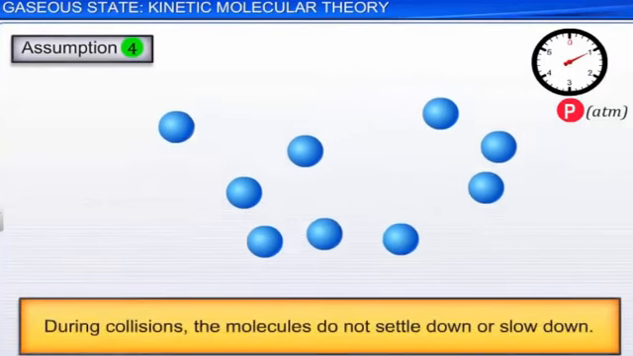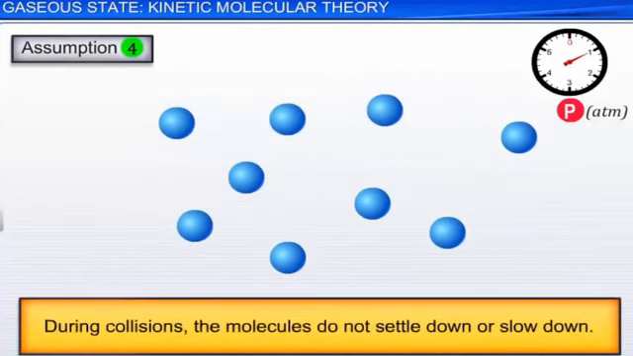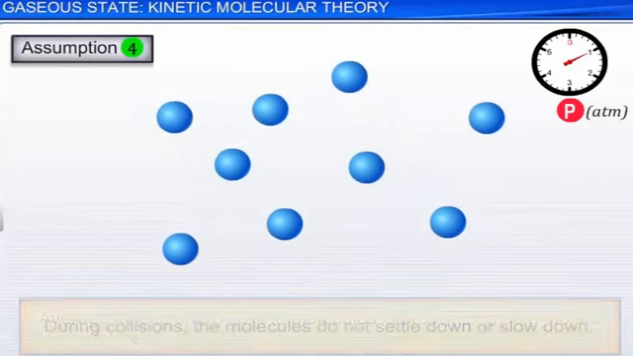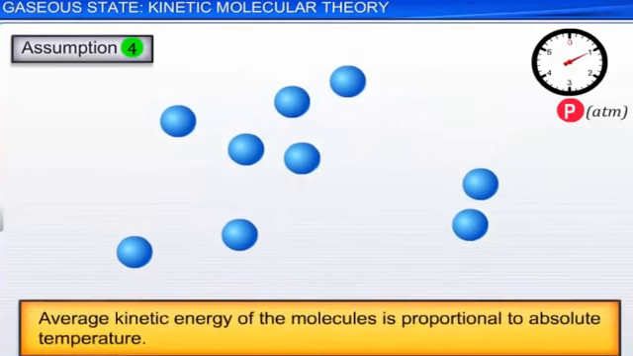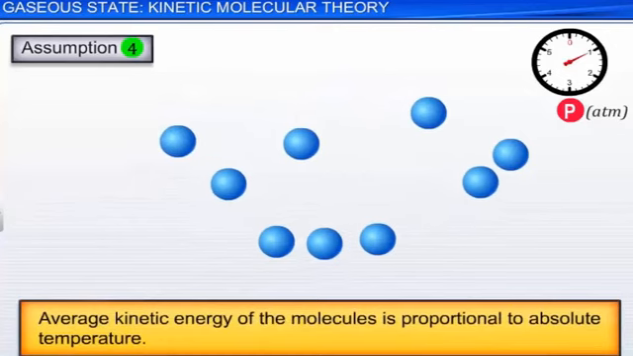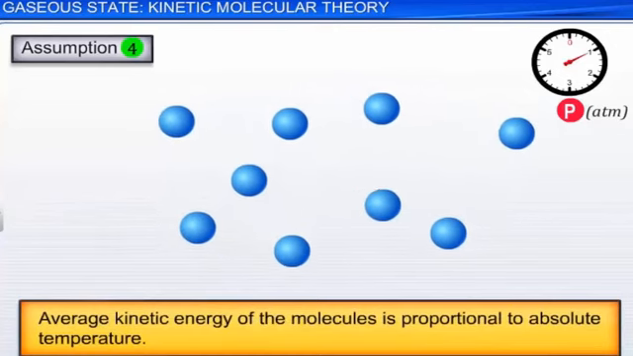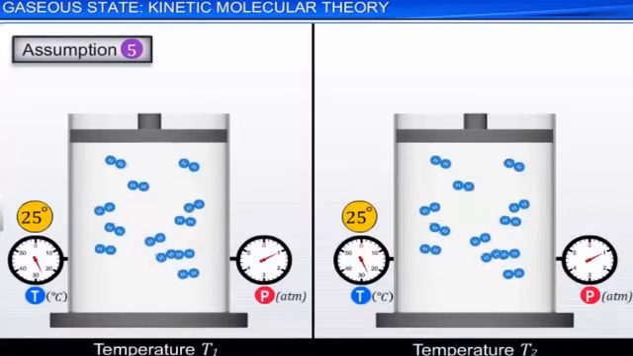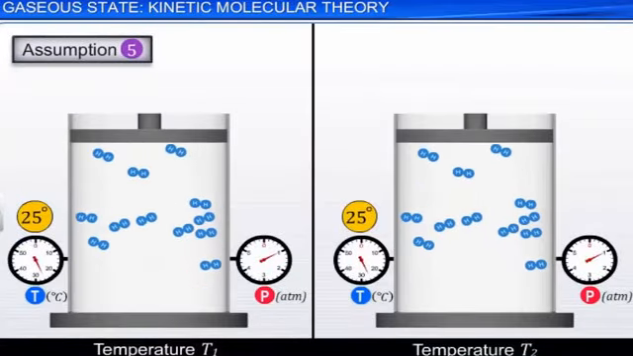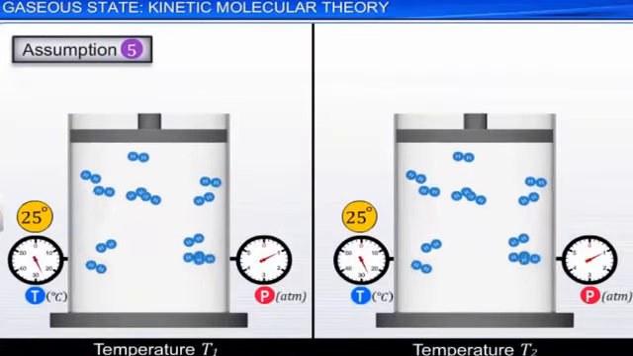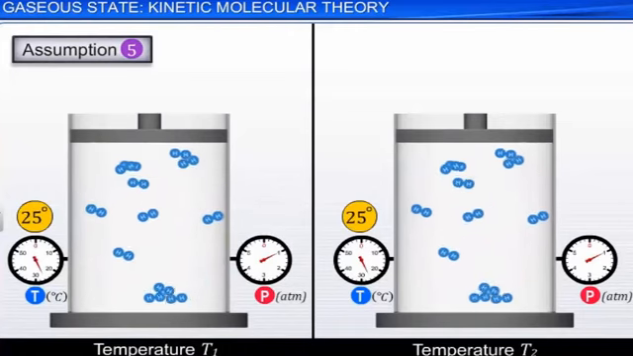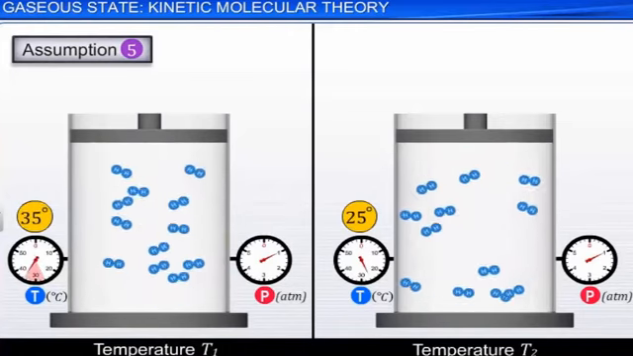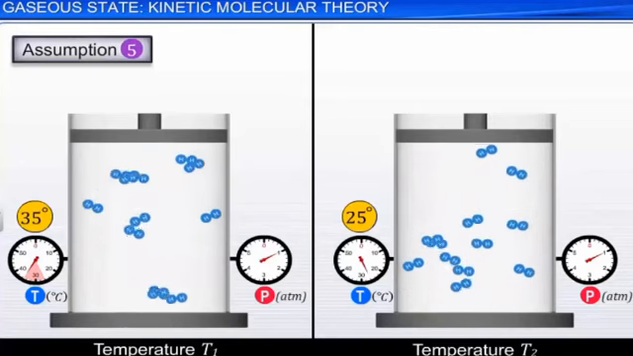The average kinetic energy of the molecules is proportional to absolute temperature. Assumption 5 is the result of the fact that when the temperature of a gas is raised, the molecules start moving faster. Thus, their individual kinetic energies increase and hence the average kinetic energy increases.